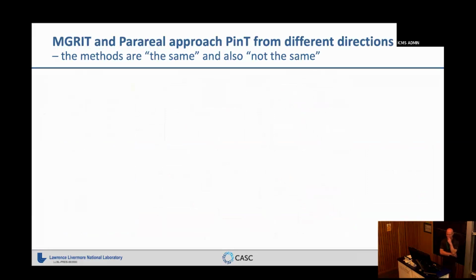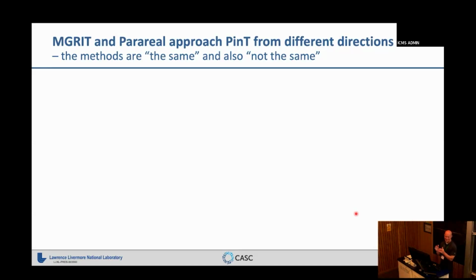Now I'm going to switch gears a little bit. This first slide came about after Martin's talk yesterday. Anyway, there's this relationship between MGRIT and Parareal where they're basically the same under certain configurations, right? But they're also not the same. And I constantly get confused when I see Parareal talks, and vice versa, I think, for the Parareal community. And so I decided to make this view graph, and hopefully I get the story right.